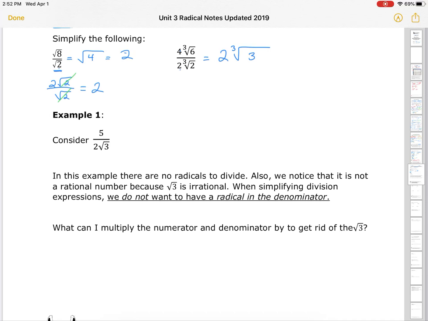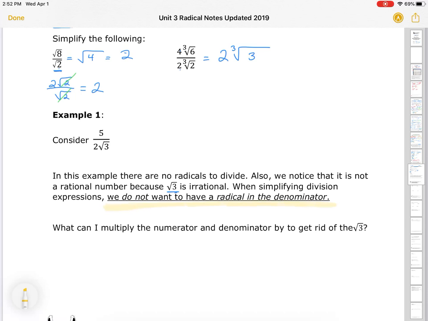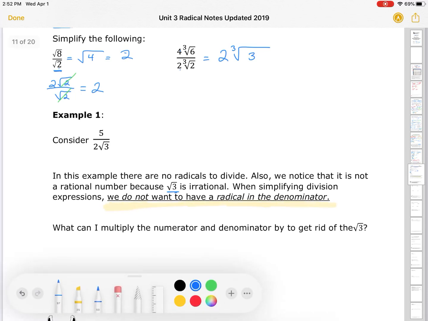But some situations are different. Looking at example number 1, consider 5 over 2 root 3. Now in this situation there's no radicals to divide. Also, we notice it's not a rational number because root 3 is irrational. When we're simplifying division expressions, we do not want to have a radical in the denominator. So this is a situation we do not want to have.